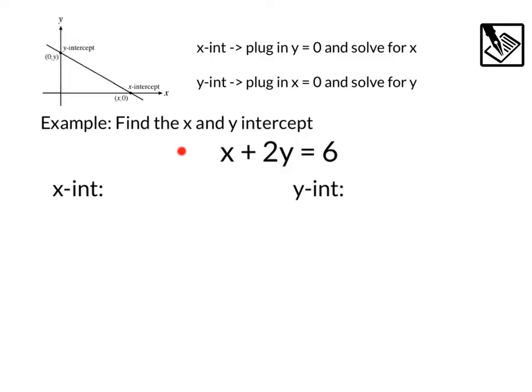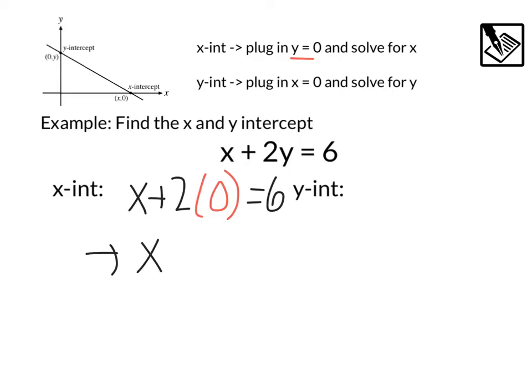For this example, to find the x-intercept, we have the equation x plus 2y equals 6. So we can rewrite our equation x plus 2, and then we're going to plug in that 0 for y equals 6. That's going to give us x equals 6, since 2 times 0 is 0 and that goes away. X equals 6, and that is our x-intercept.